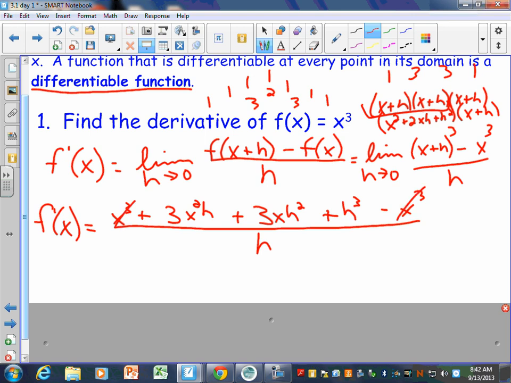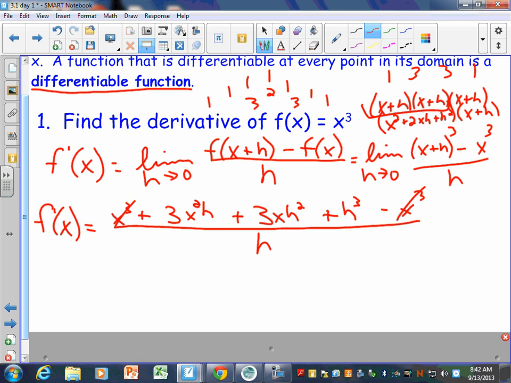But that would cancel out. I forgot my limit part here. So I could say that this is the limit as h approaches 0. And since my x cubes cancel out, I'm going to go ahead and factor the h out of that. And I'm going to get 3x squared plus 3xh plus h squared.